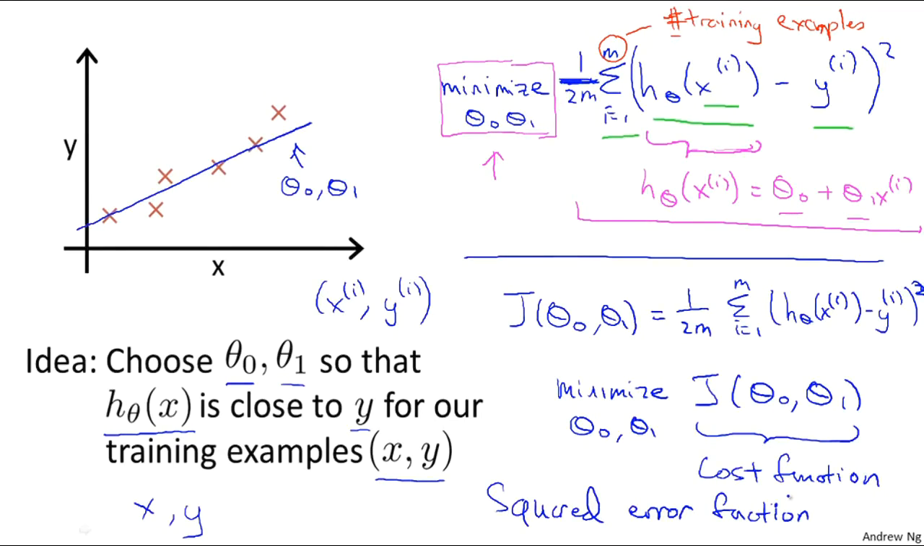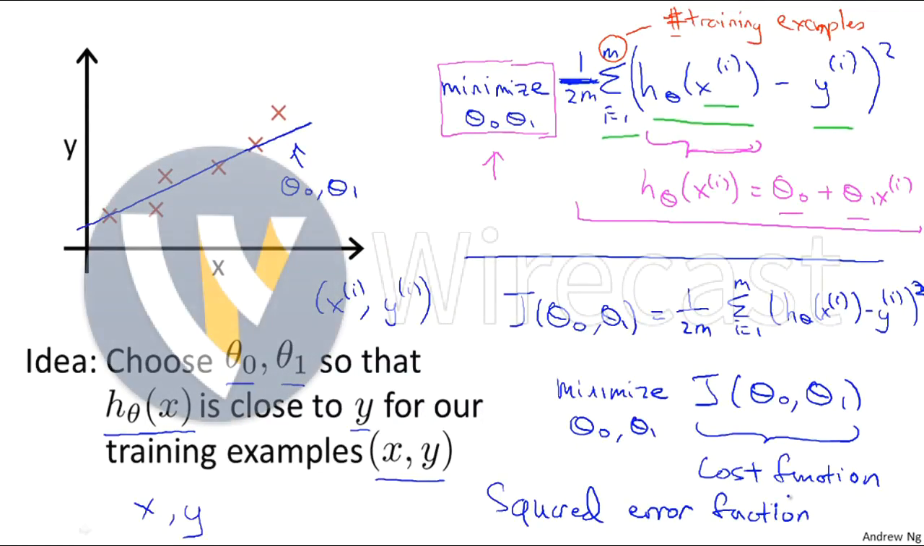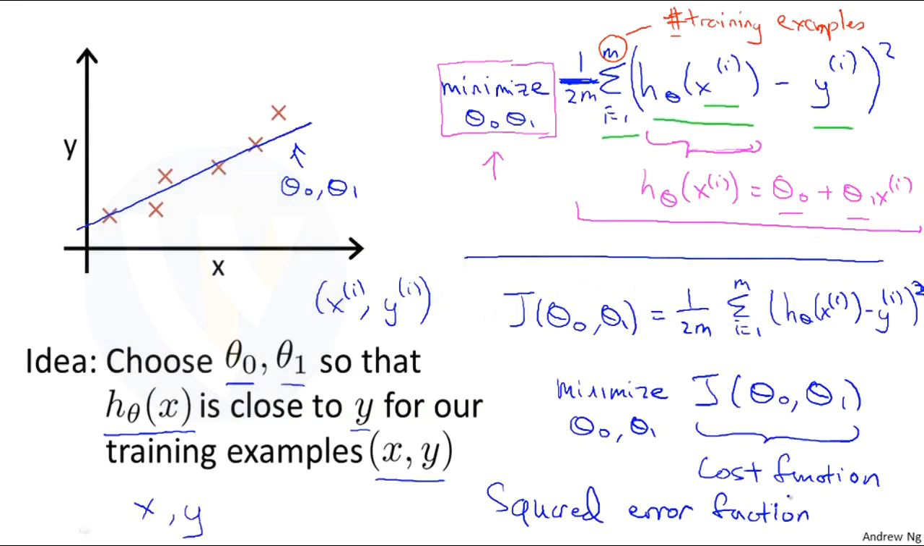And why do we take the squares of the errors? It turns out that the squared error cost function is a reasonable choice and will work well for most regression problems. There are other cost functions that will work pretty well. The squared error cost function is probably the most commonly used one for regression problems.